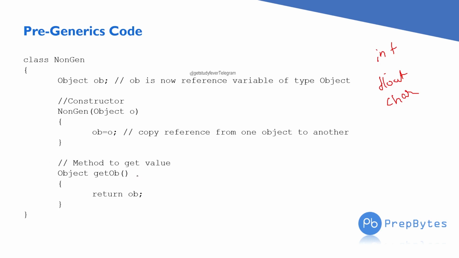The next thing is a method to get the value. It will return an object, therefore the return type is Object. getOb is a method, and it will return the reference variable OB. This reference variable is an object reference variable, therefore the return type is Object.